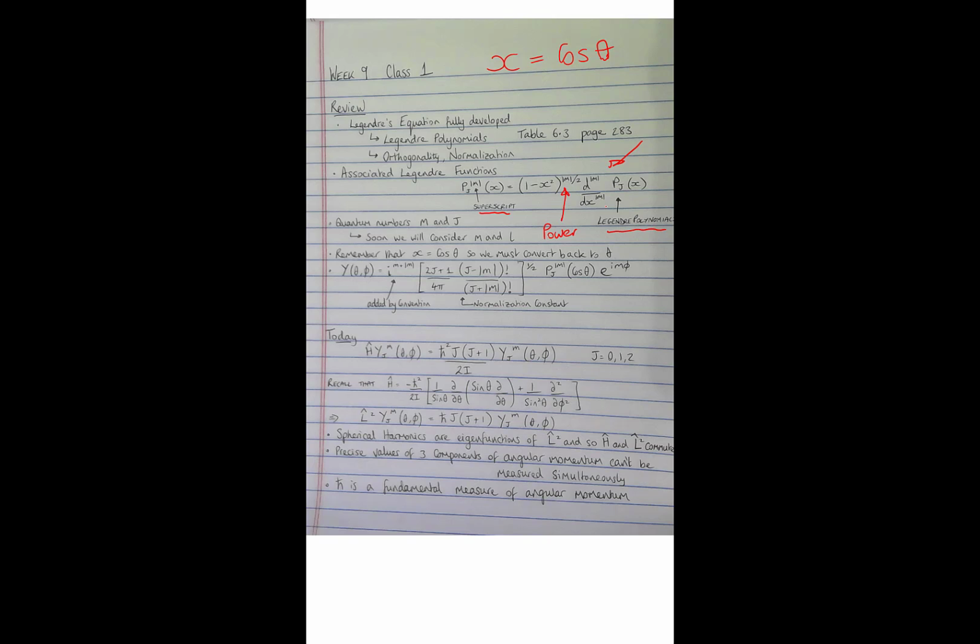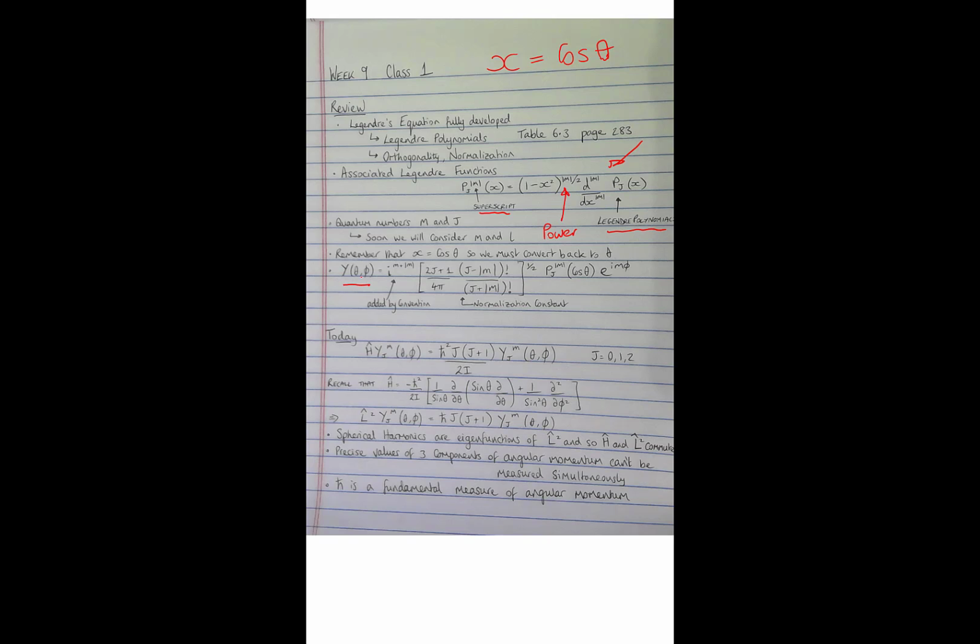When we solve the Schrodinger equation for the rigid rotor, we have already recognized that we need quantum numbers of m and j. Later on in this set of notes, we will consider m and l instead of m and j. We also remember that x equals cosine theta. So at some point we've got to convert back to theta. And so here's the function that we ended up with at the end of last class.